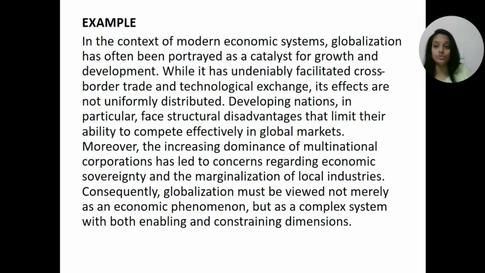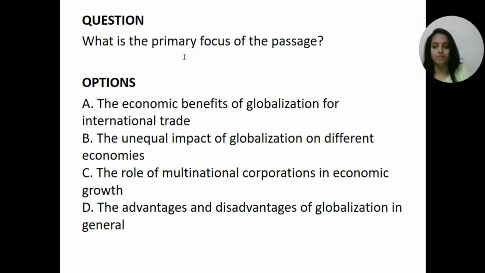And let's move on to the elimination strategy, because you have to apply that strategy also, right? So if you see option A, it shows only benefits, which means partial. And C, it's only corporations. That's too narrow. And if you look for D, it's too broad, generic advantages and disadvantages. So option B is the right answer. Okay. And if you see the passage, it focuses on unequal impact, not general discussion. Got it? So option B is the right answer.